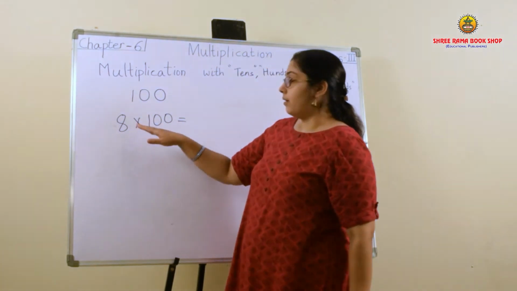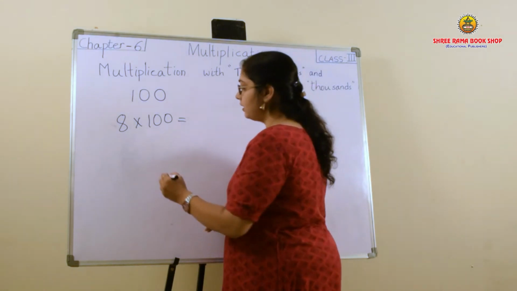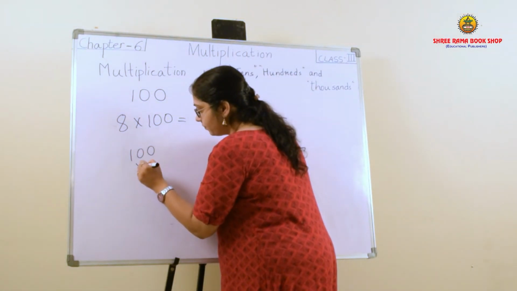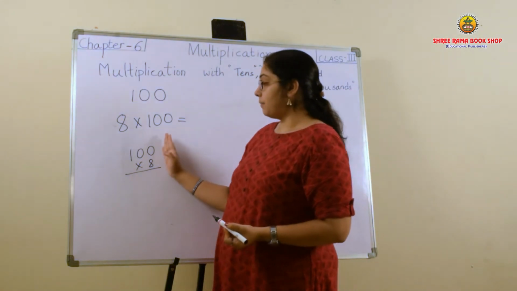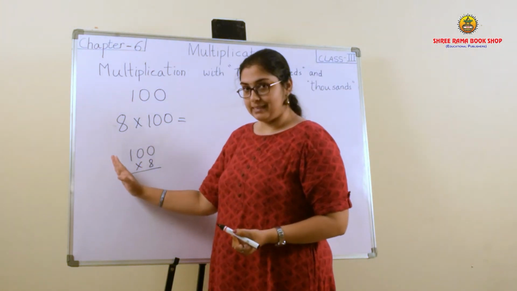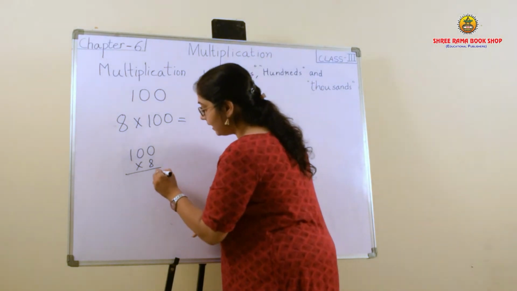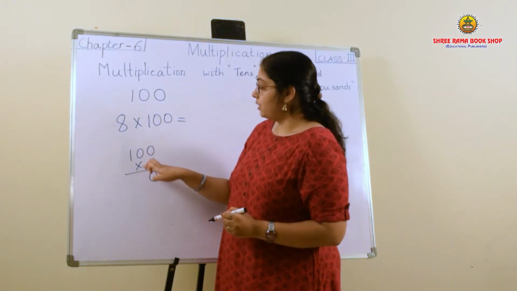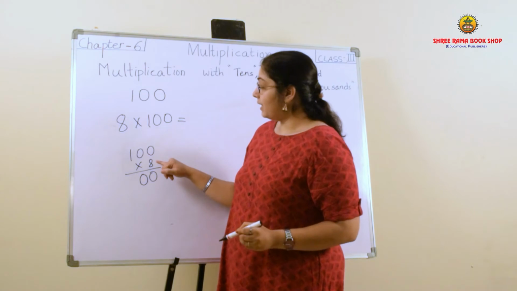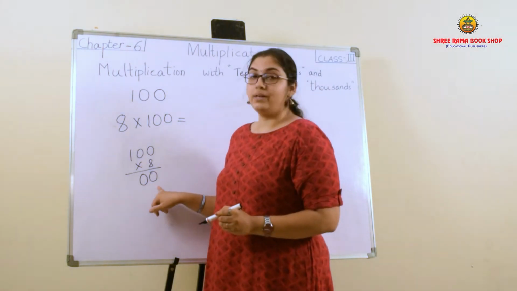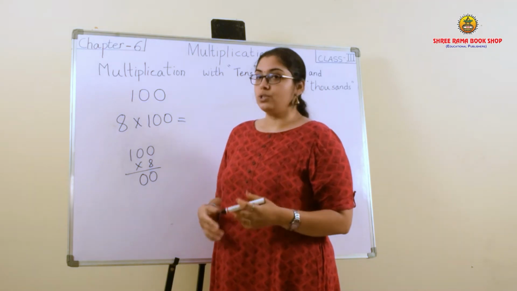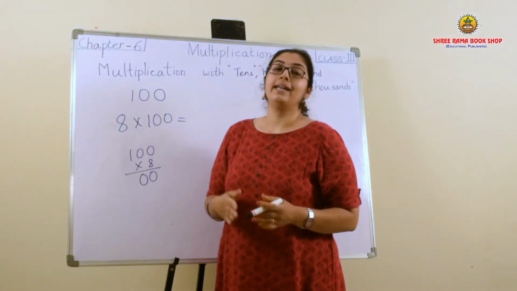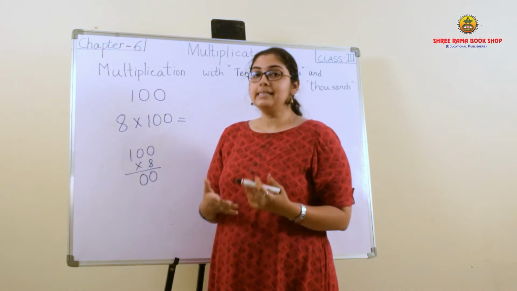For detailed explanation, I will be putting it like this so that it will be easy to understand. When I am starting multiplication, I will be starting from ones place itself. So 8 into 0 is 0 and 8 into 0 is 0. Why am I getting 0 and 0? Because in the previous videos you have seen that when you multiply a number with 0, the answer is 0.